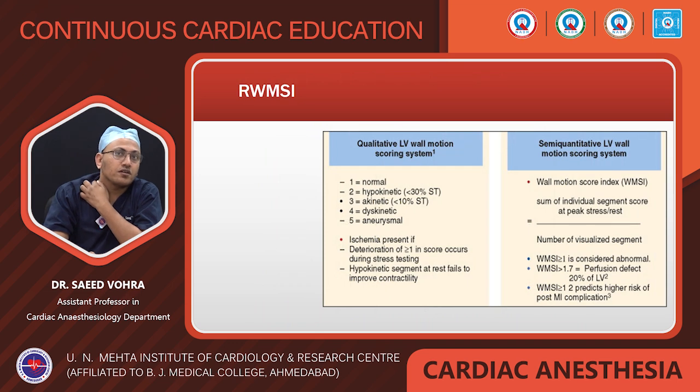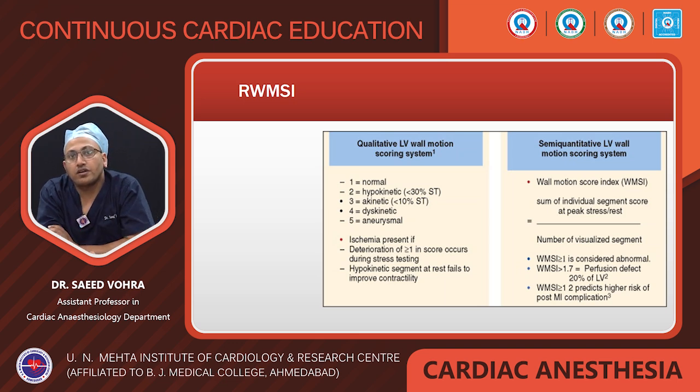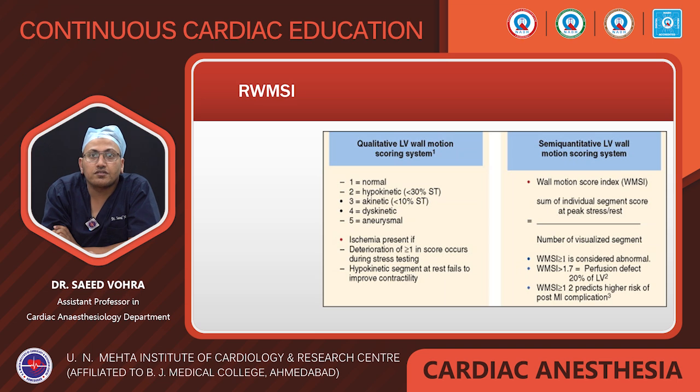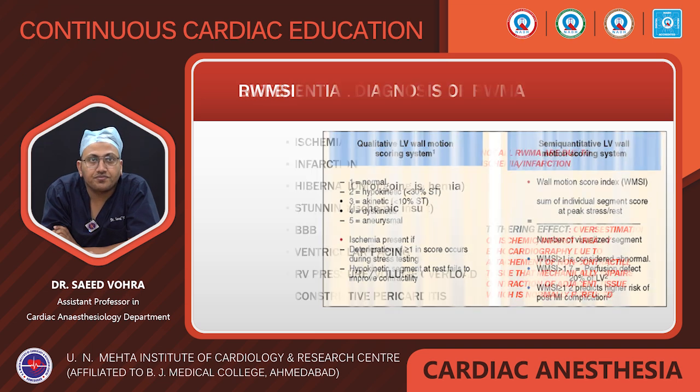Now, a semi-quantitative method is the regional wall motion score index, which is given by the formula: sum of individual segment scores at peak stress or at rest, divided by the number of visualized segments. If the wall motion score index is greater than or equal to 1, it is considered abnormal.